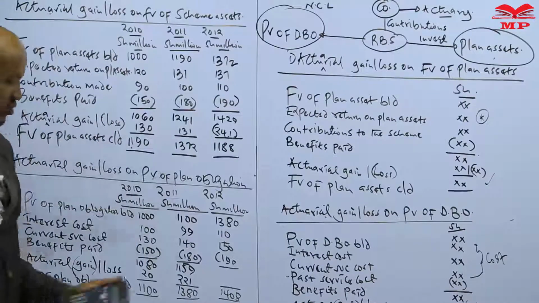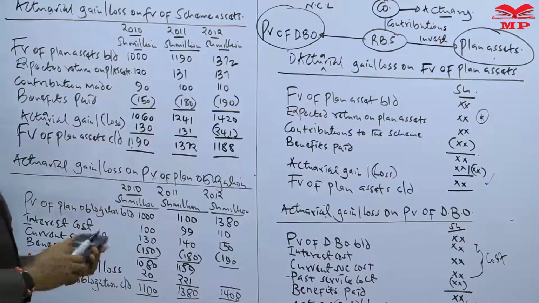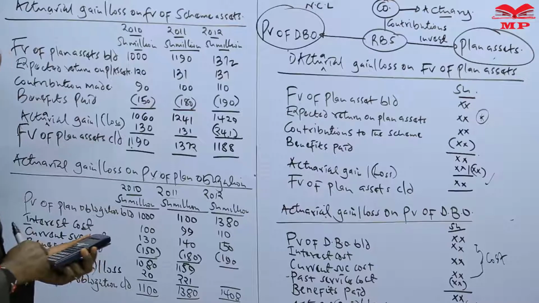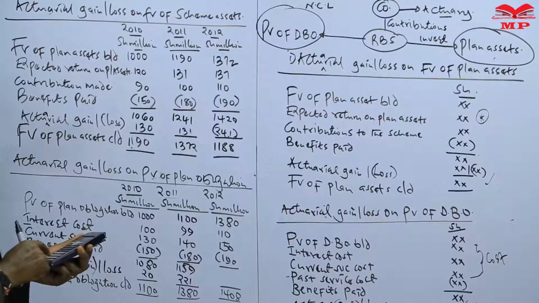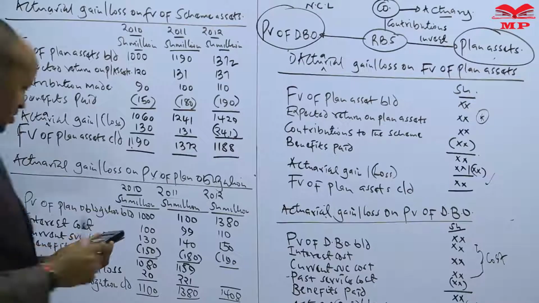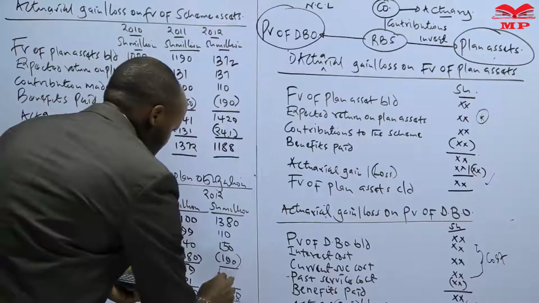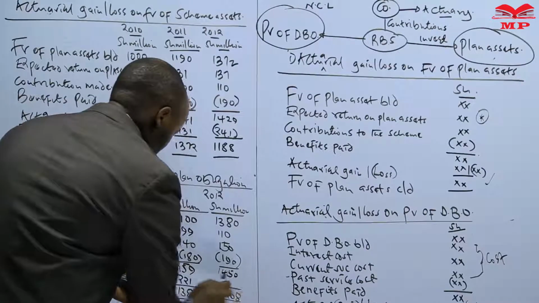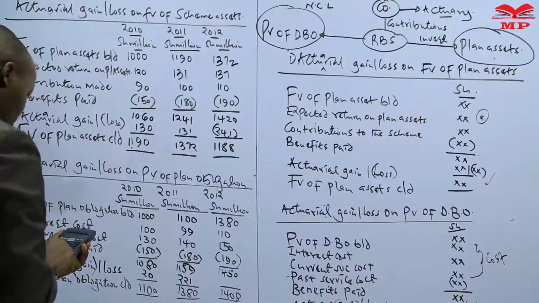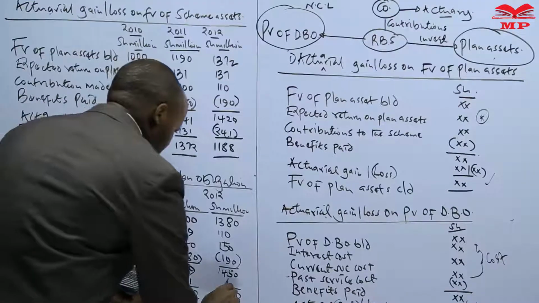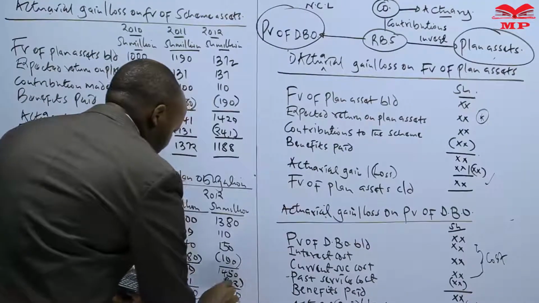Then what we need to do now is compute what should be the present value of the plan obligation at the end of the year. We have 1380 plus 110 plus 150 minus 190. That should give us 1450. If we compare the two values, we will be able to see that as per the valuation done at the end of the year, we have a decrease.